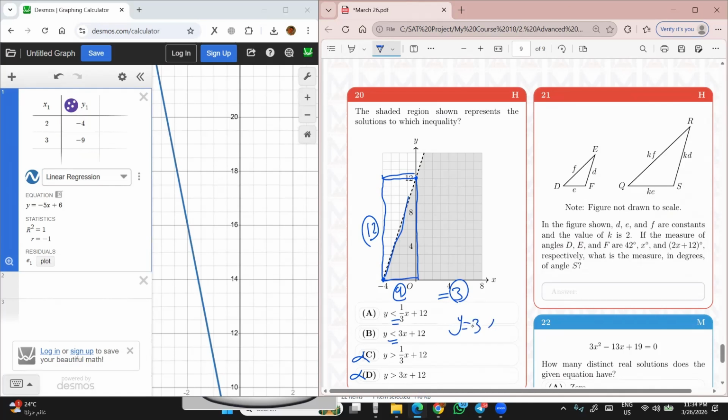And then it's not equal, it's less than: y is less than 3x. And then the y-intercept is plus 12. So we choose letter B. You can also consider using Desmos in this kind of question.